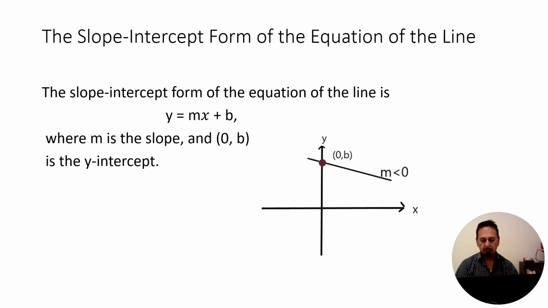What is the slope-intercept form of the equation of the line? The slope-intercept form of the equation of a line is y equals mx plus b, where m is the slope and (0, b) is the y-intercept. Here in the picture, the slope is less than 0, and that's the y-intercept.